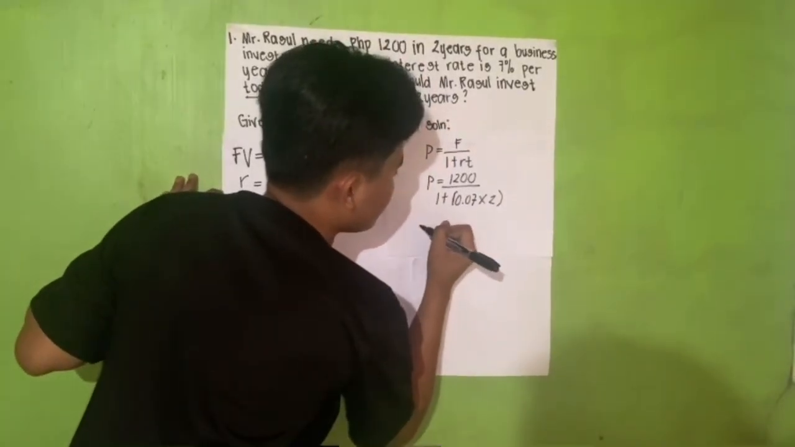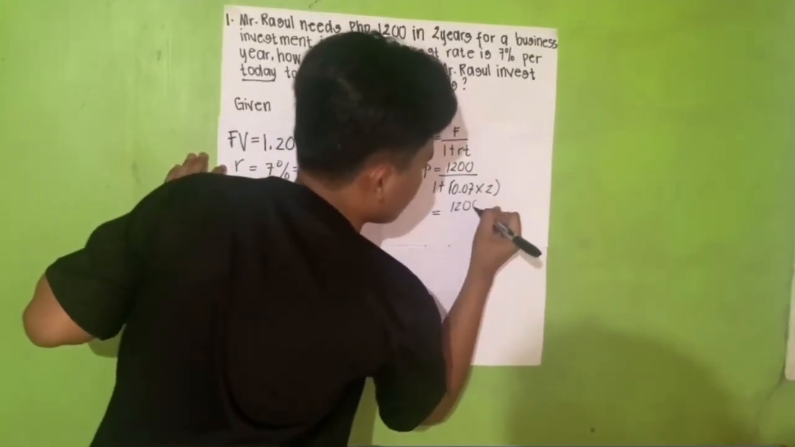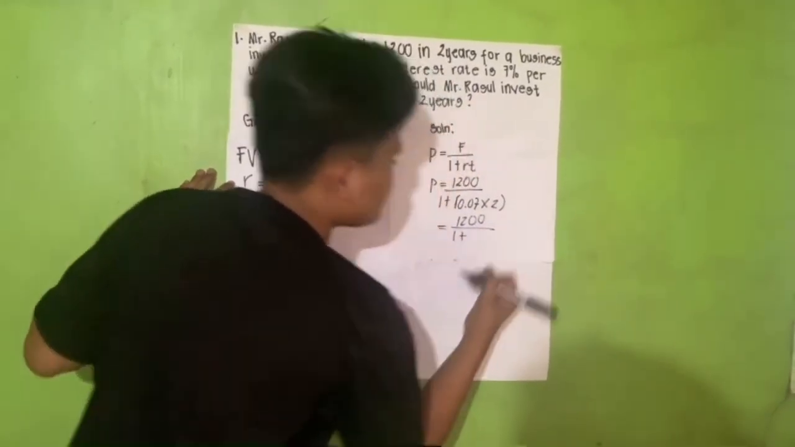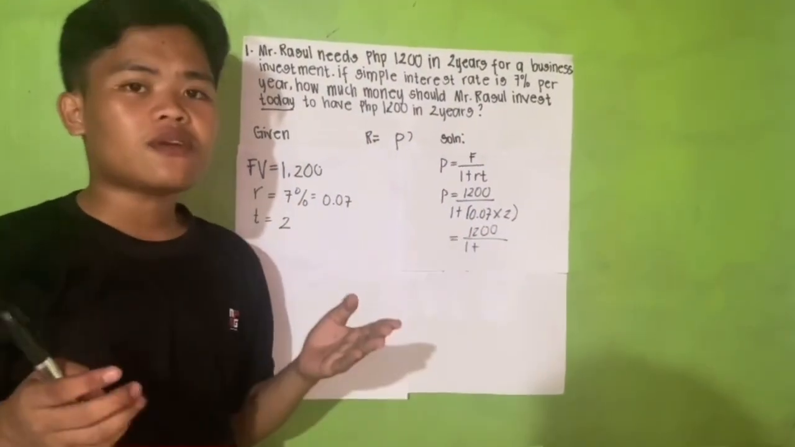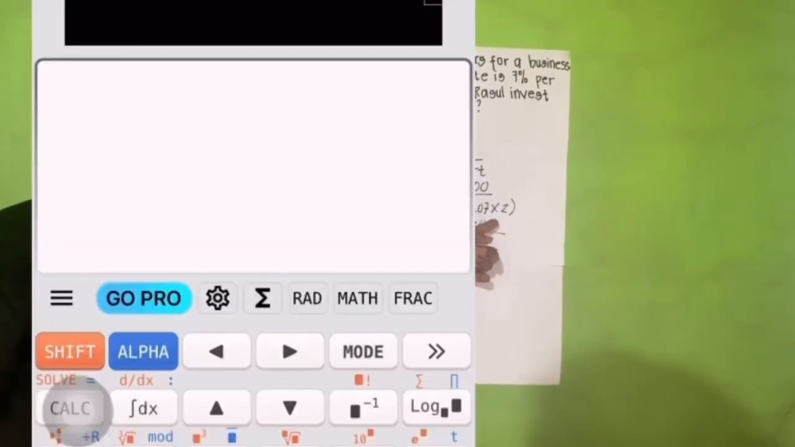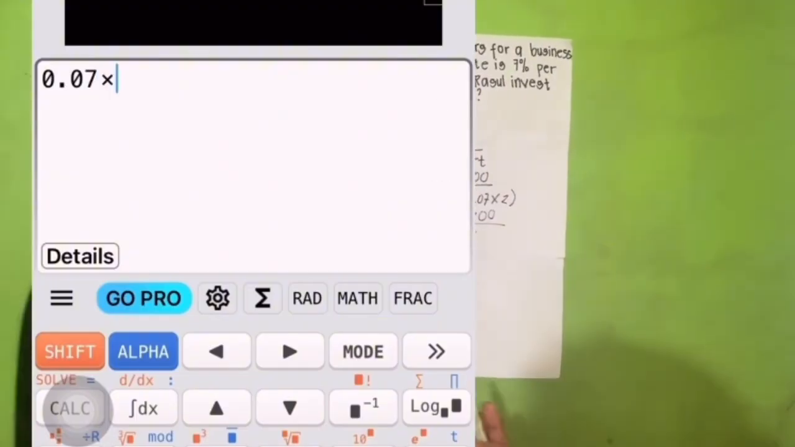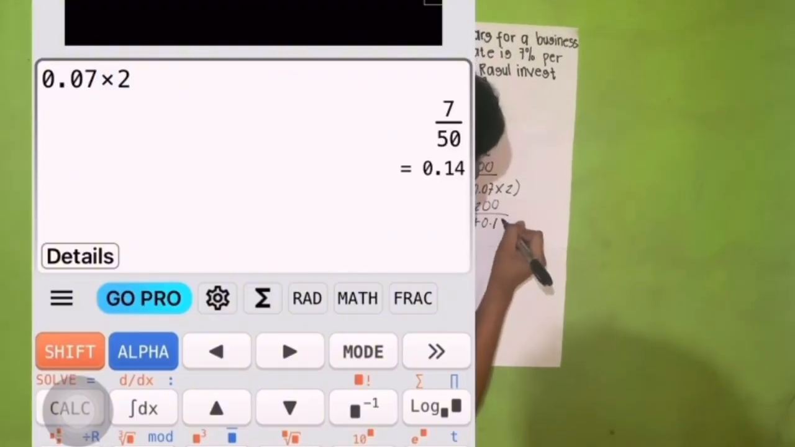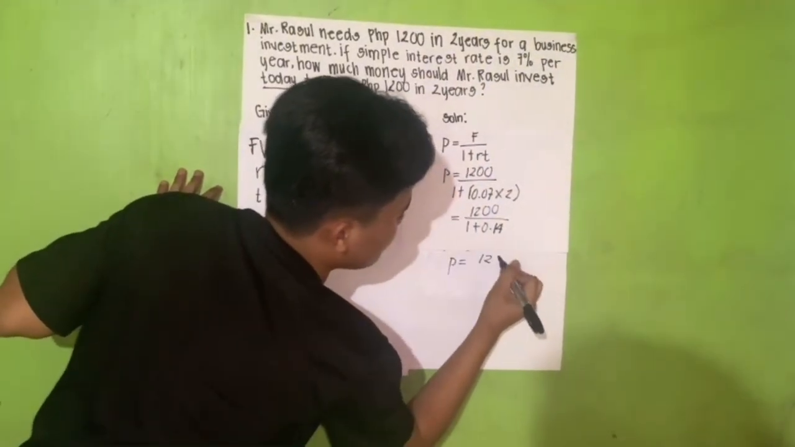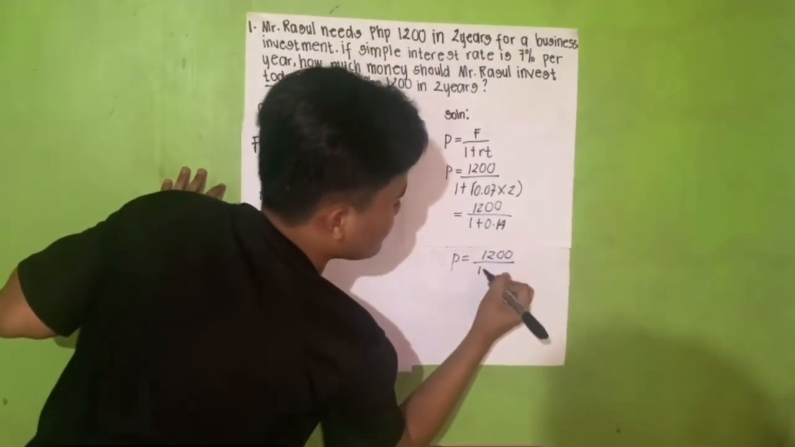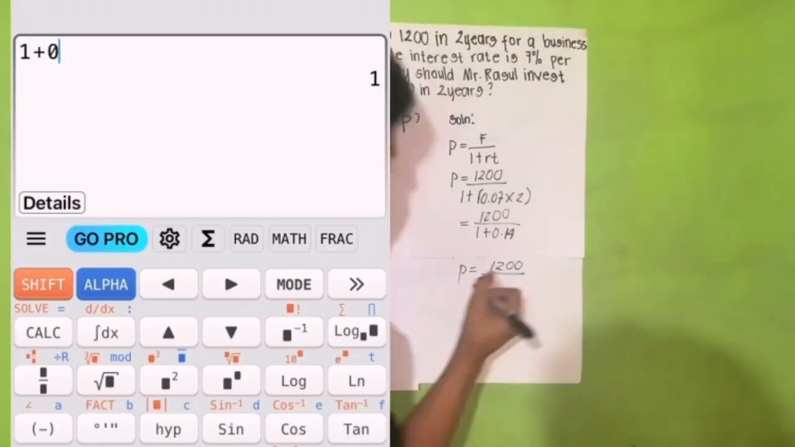Equals 1,200 over 1 plus. So, unahin muna natin i-solve yung nasa parenthesis. Using our calculator, let's solve this. 0.07 times 2 is equal to 0.14. Okay, so present value equals 1,200 over 1 plus 0.14, that is equal to 1.14.